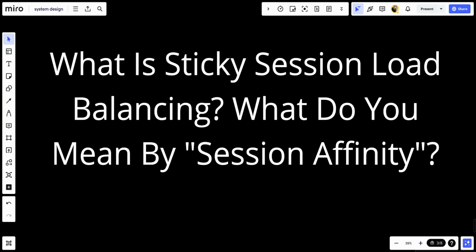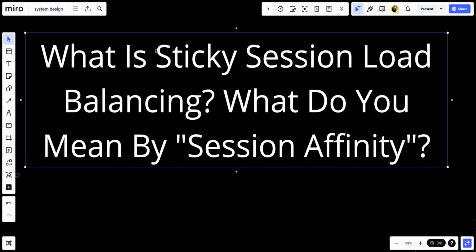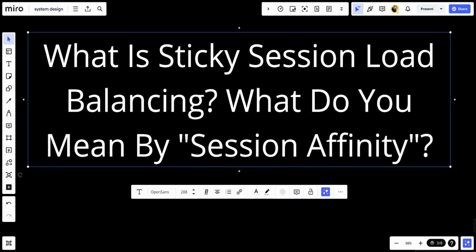What is sticky session load balancing? What do you mean also by session affinity? Let's talk first about what this is, sticky session load balancing.